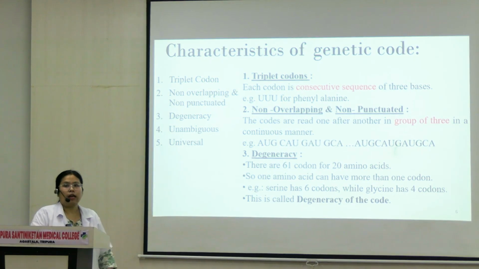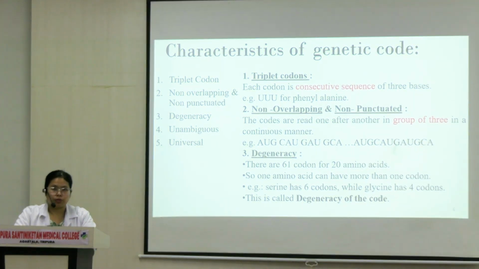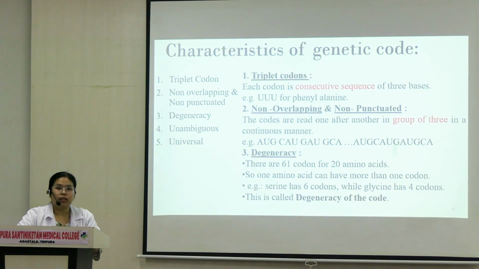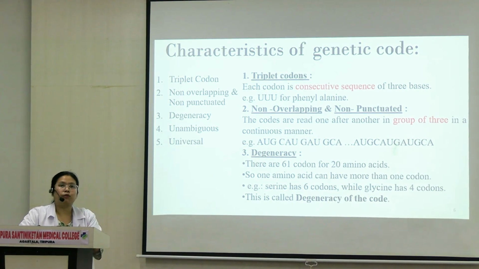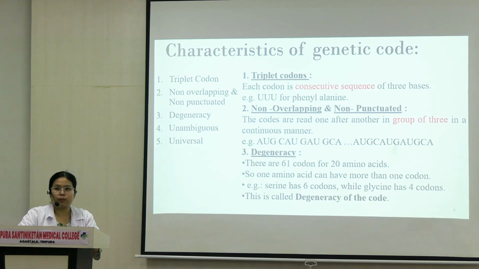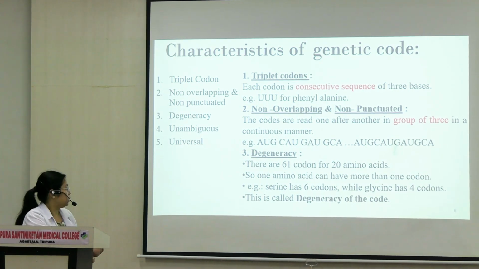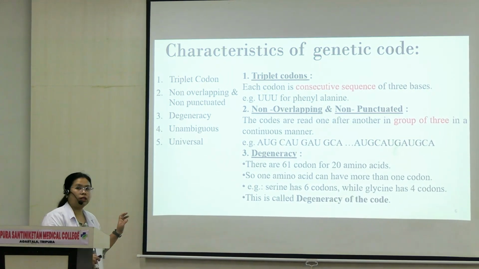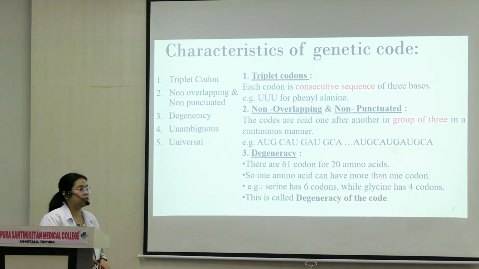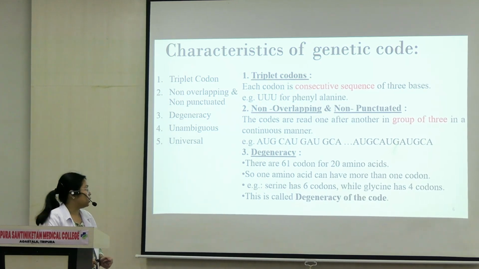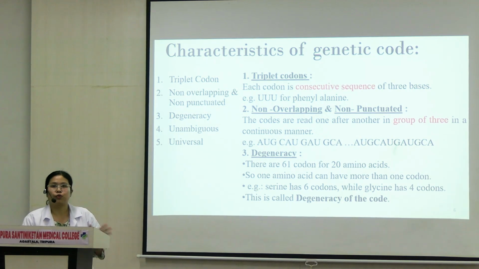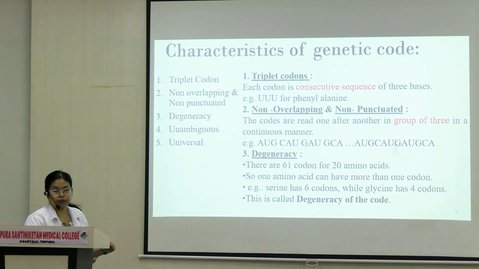What is degeneracy? I have said 61 codons or codes represent 20 amino acids. इसका मतलब क्या हुआ? There are more number of codons than there are number of amino acids. So each amino acid is represented by more than one codon. You know, for example, serine over here has 6 codons. 6 different codons code for serine. Same way, glycine को represent करता है 4 different other codons. This is called degeneracy. Okay, there are not 20 codons for 20 amino acids. There are 61 of them. This phenomena is called degeneracy.